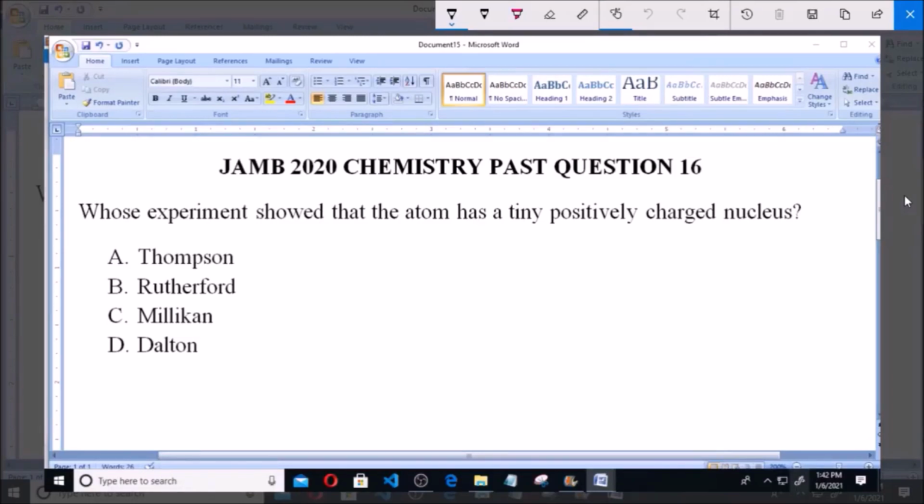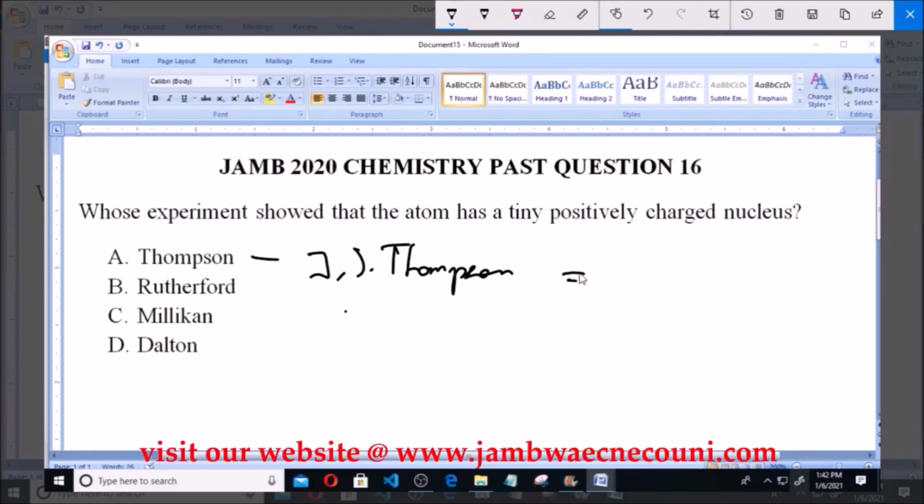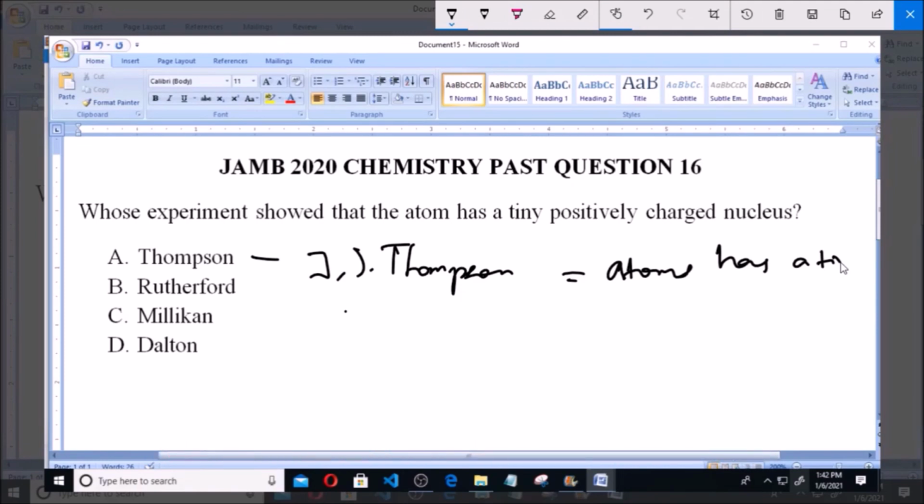I will be answering Jamb 2020 Chemistry Past Question 16. Whose experiments show that the atom has a tiny positively charged nucleus? A. Thomson, B. Rutherford, C. Millikan, and D. Dalton. Now, J.J. Thomson was the first scientist to discover that the atom has a tiny positively charged nucleus.